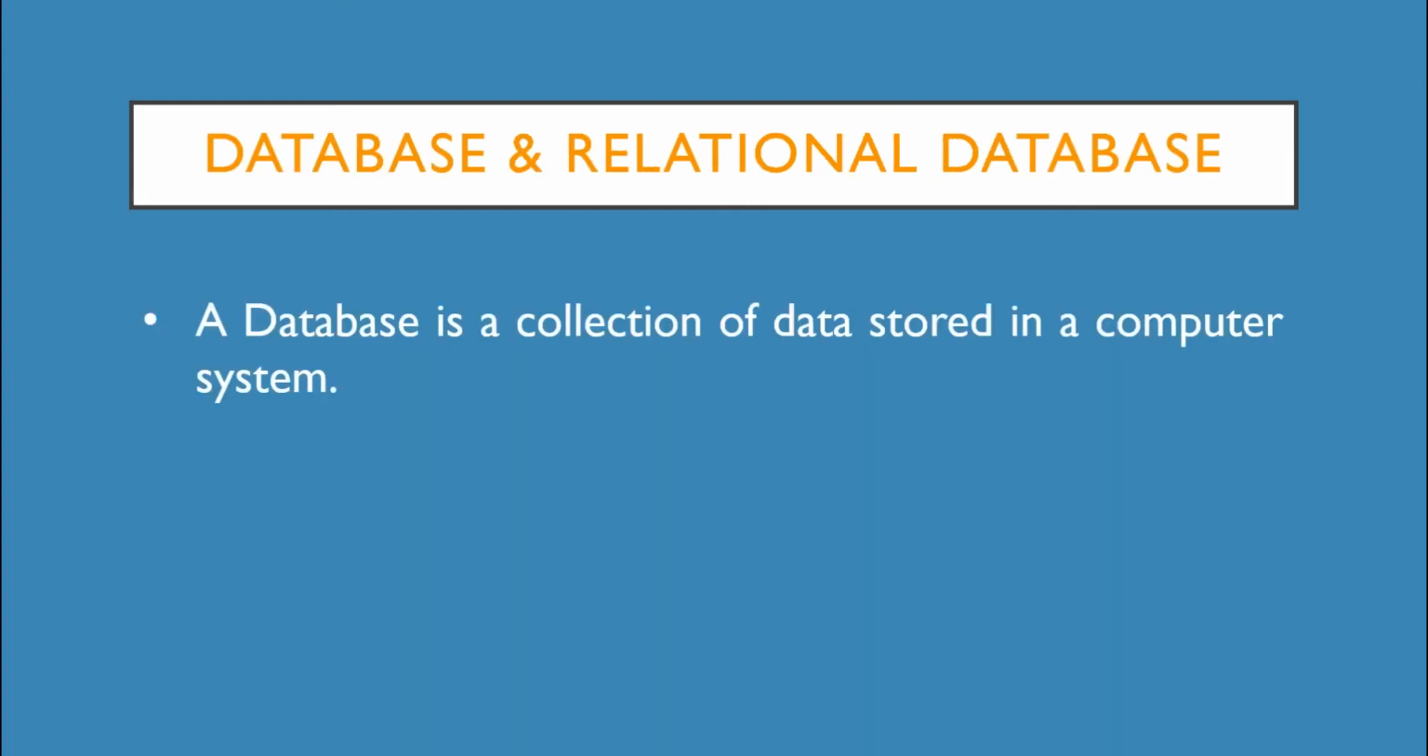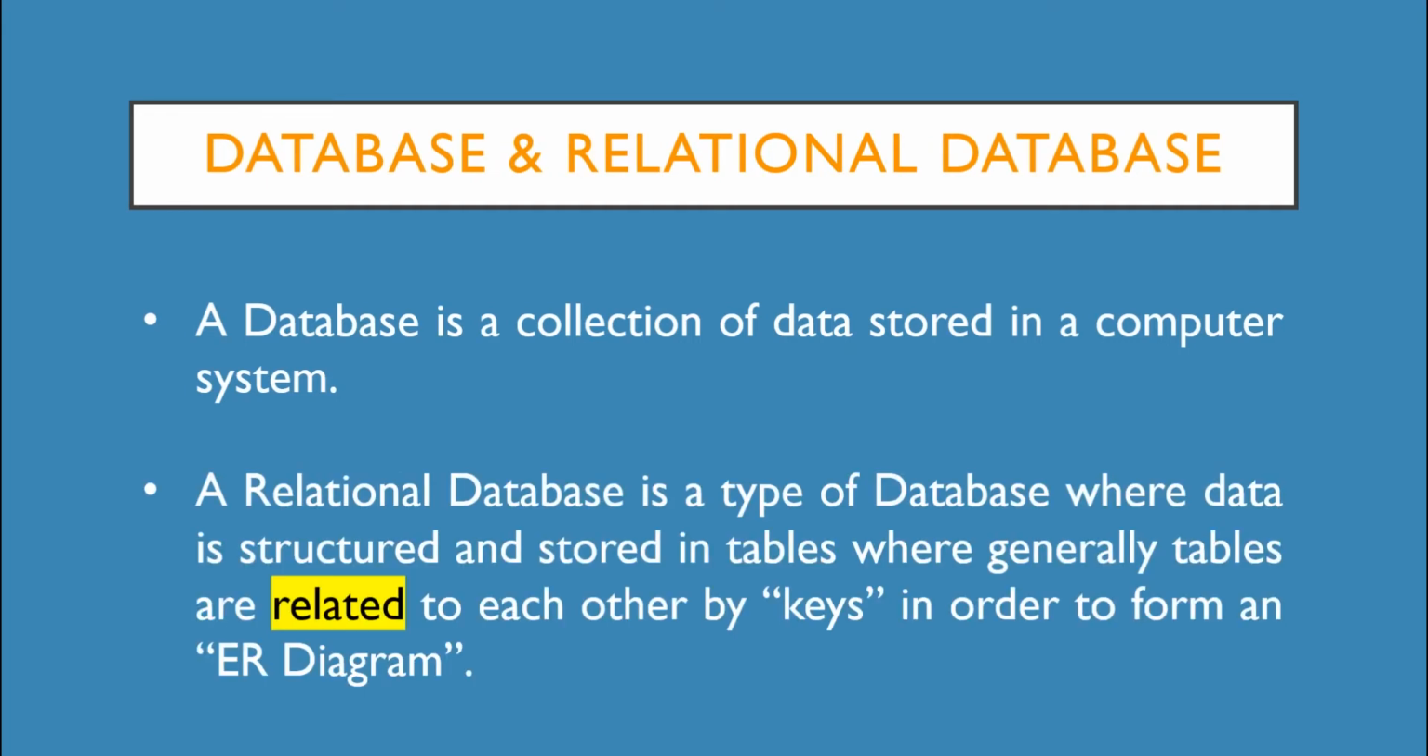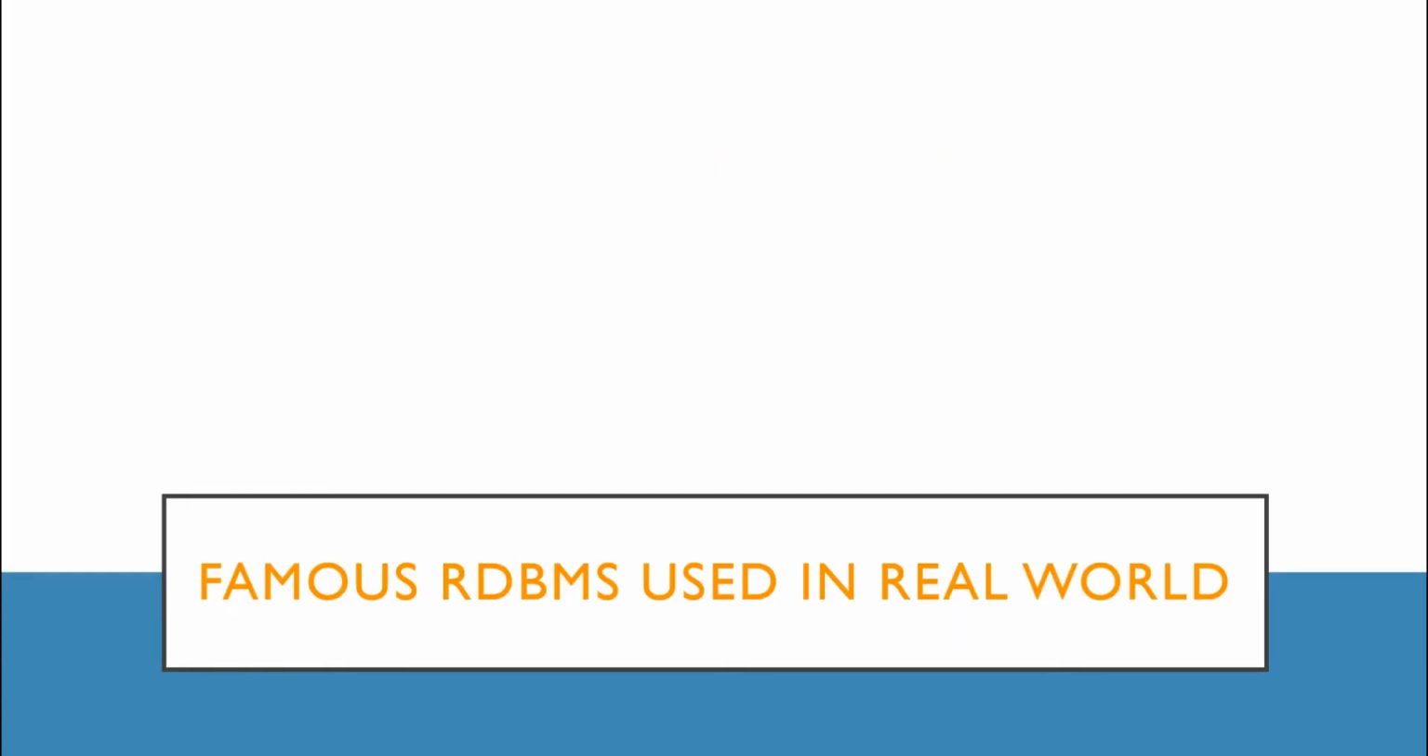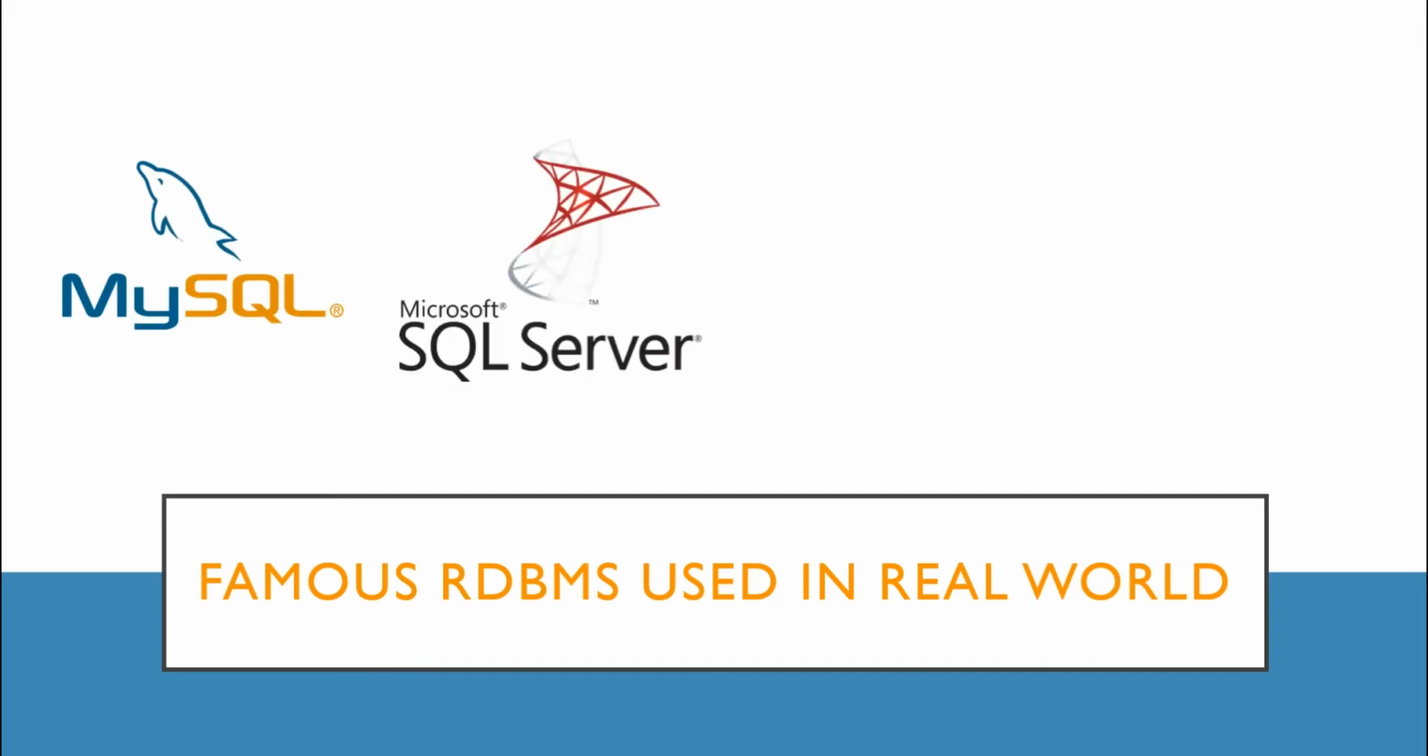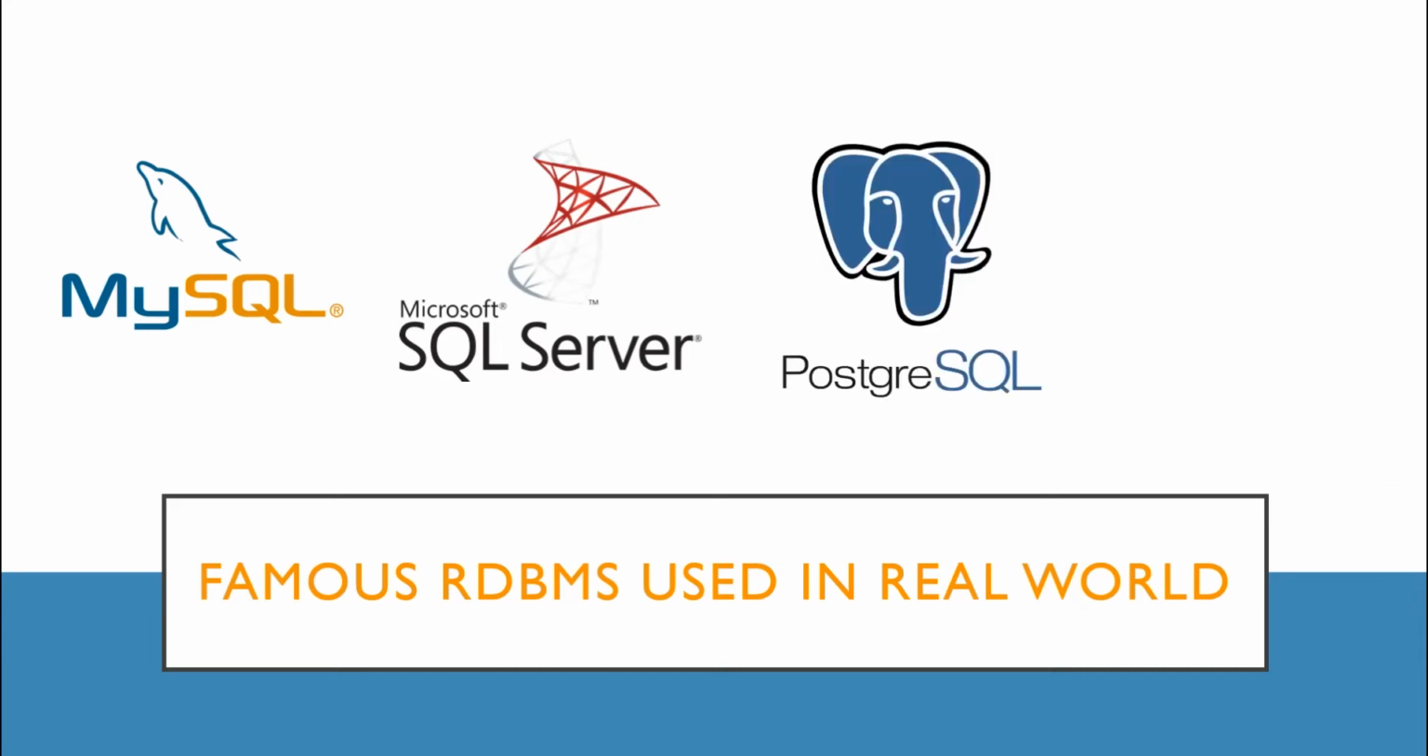So a database is a collection of data stored in a computer system, whereas a relational database is a type of database where data is structured and stored in tables, where generally tables are related to each other by keys in order to form an ER diagram. So famous relational database management systems used in the real world, we can mention MySQL, the one that we will use in this tutorial. We have Microsoft SQL Server, we have PostgreSQL, Oracle Database, etc.